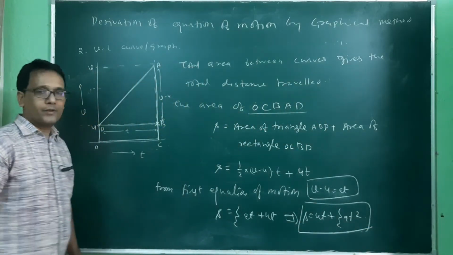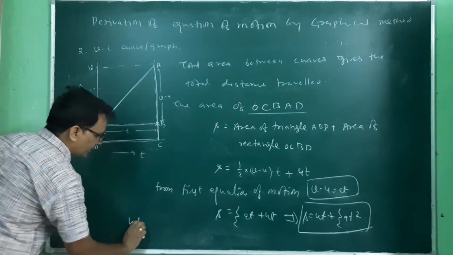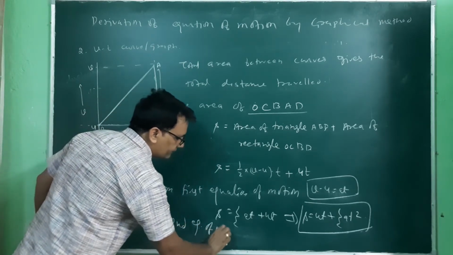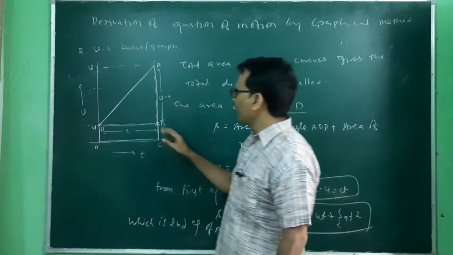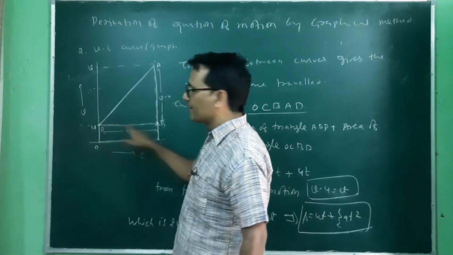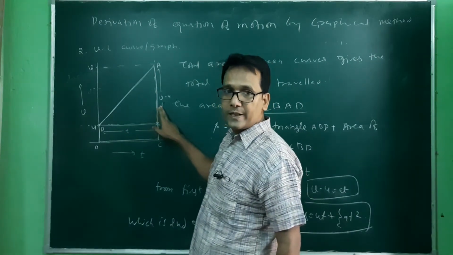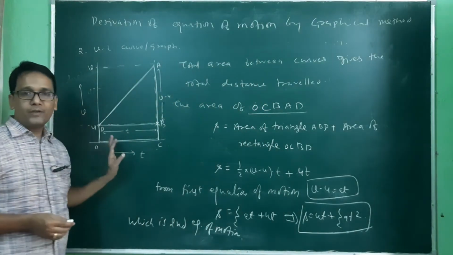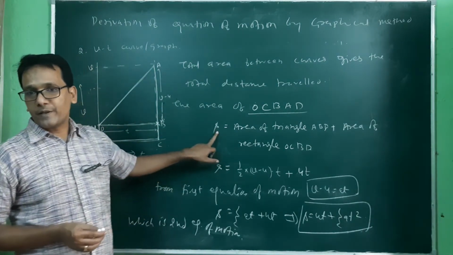This is the second equation of motion. So it's simple. For the first equation of motion, we just calculate the slope: this is v minus u and this is t, represented by a, and we solve it for v. So v is equivalent to u plus at. That is the first equation of motion. In the second equation of motion, we have to calculate the area in between the curves, because we have to find the relation for the displacement, the total distance.